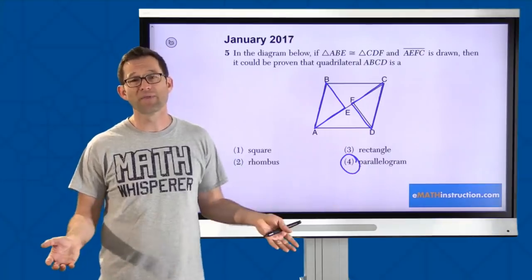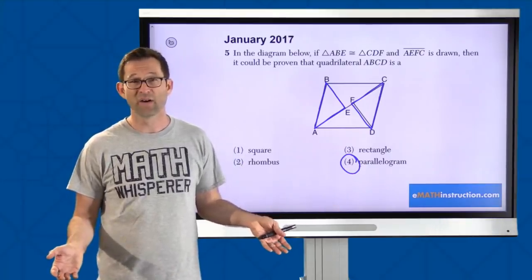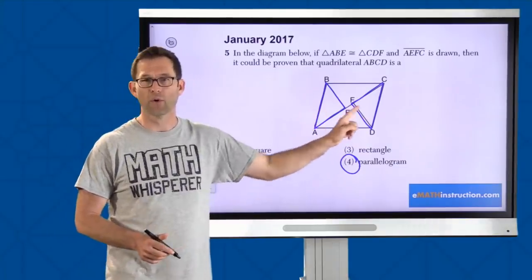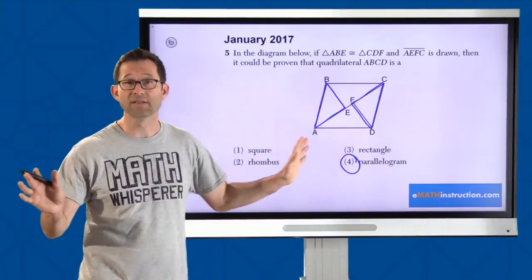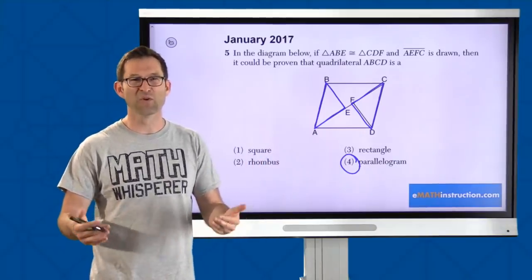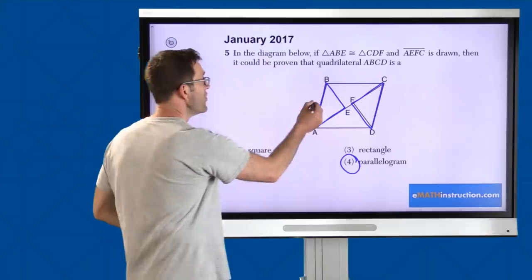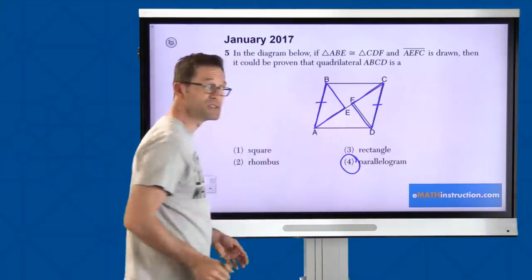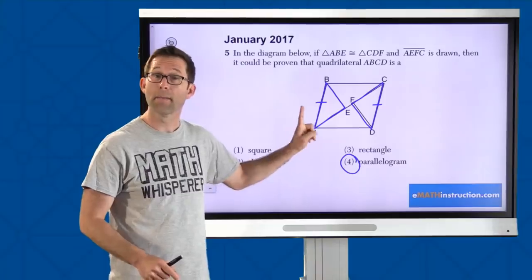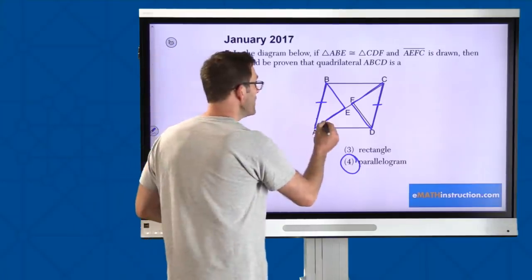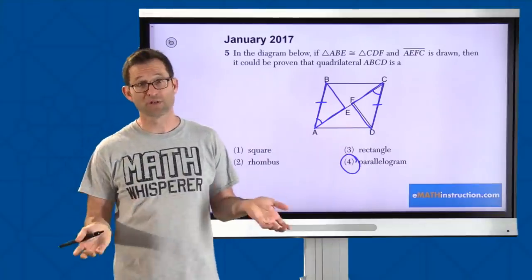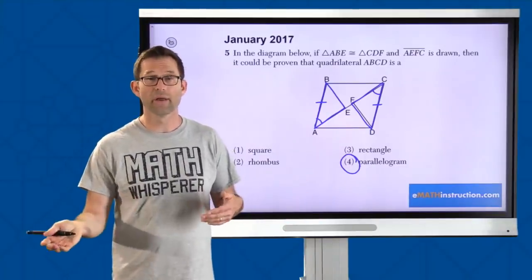Now, here's what they really wanted you to do. What they really wanted you to do was say, oh, well, these two triangles are congruent, and because of that, CPCTC, corresponding parts of congruent triangles are congruent. For instance, this must be the same length as this, because they're corresponding parts of those two congruent triangles. But likewise, this angle would have to be congruent to that angle, because corresponding parts of congruent triangles are congruent.